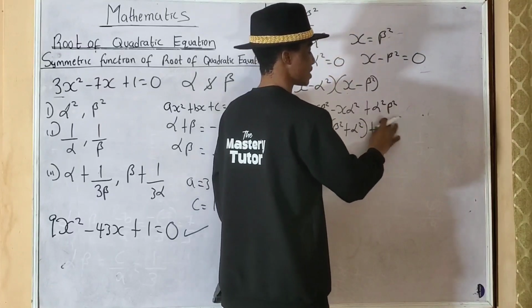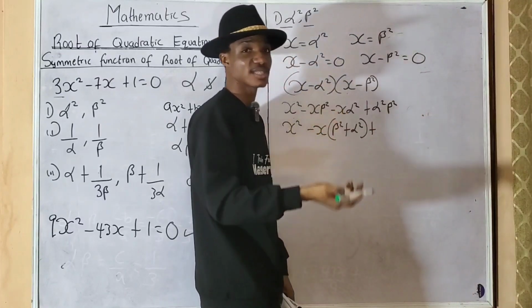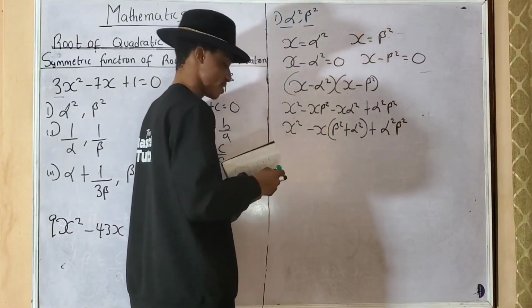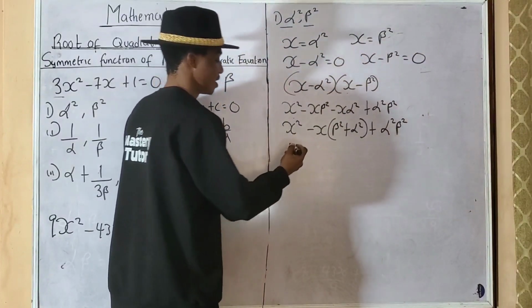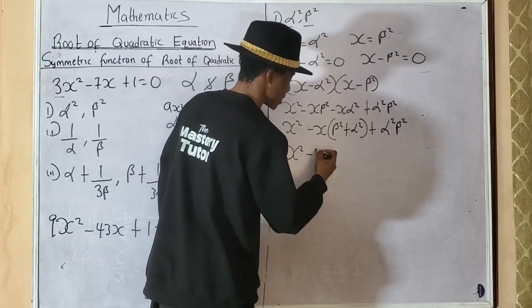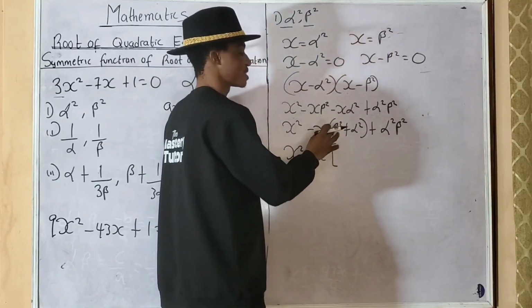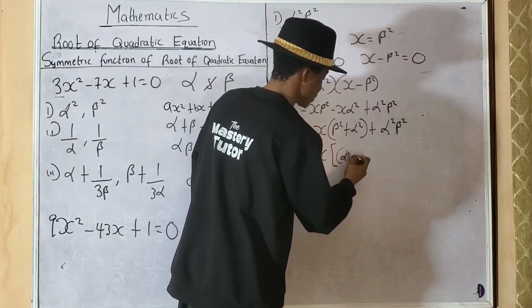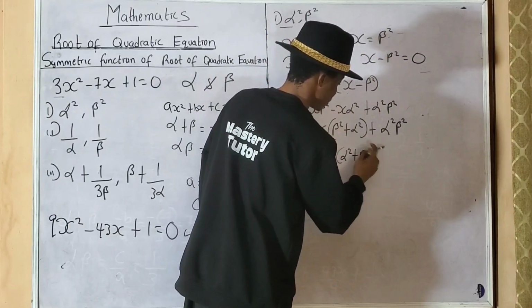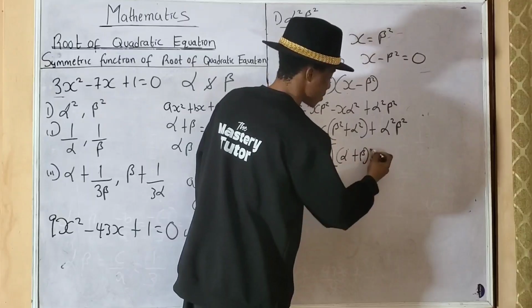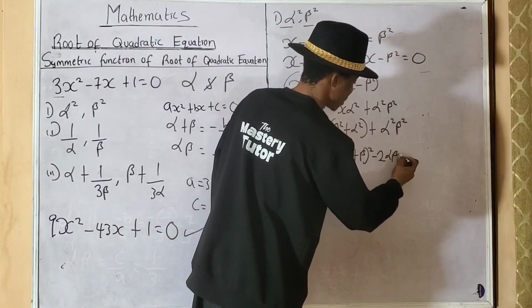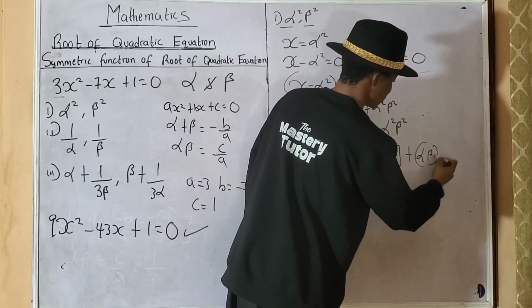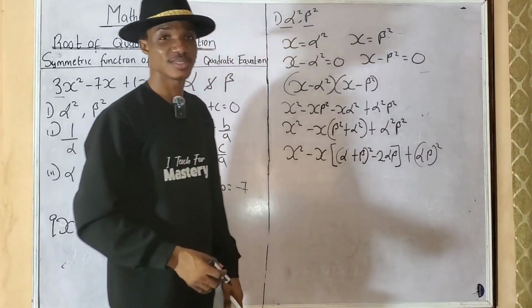Plus, now, do you know that I can rewrite? In fact, let us take it step by step. So I'm going to have alpha squared beta squared here. We are still on the way. x squared minus x multiplied by, now, do you know that beta squared plus alpha squared we can write as alpha plus beta squared minus 2 alpha beta, do you understand? Plus alpha beta squared. Are you following?